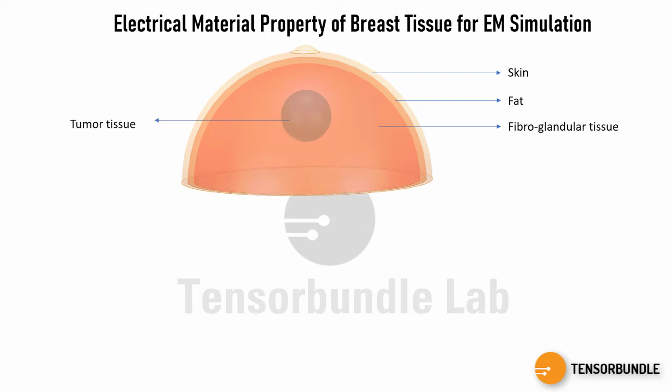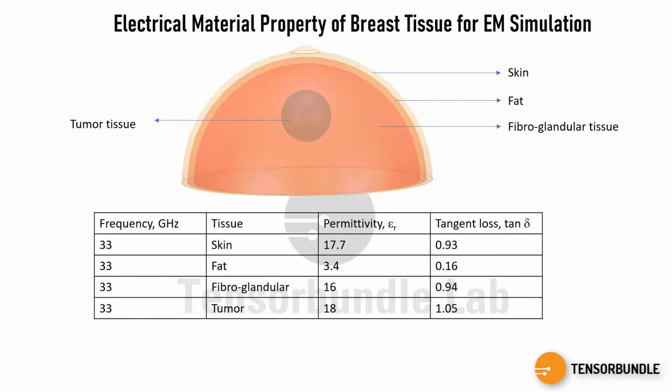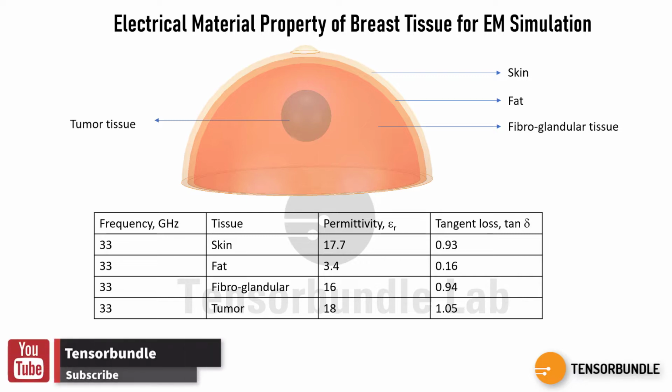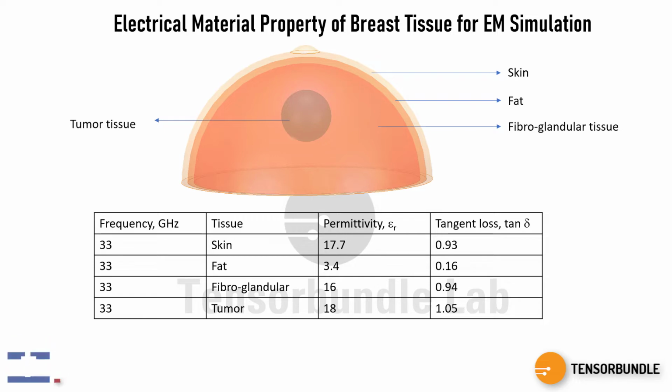And this is the table that I'm using to characterize this entire biological tissue in terms of its electromagnetic CAD model. Please remember that this is a single frequency data, so you cannot utilize this data for different frequency. And this is only valid for 33 GHz. And I took this data from a journal paper published in IEEE MTT journal or Microwave Theory and Technique journal.